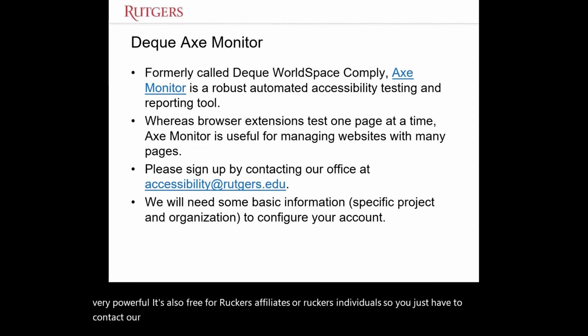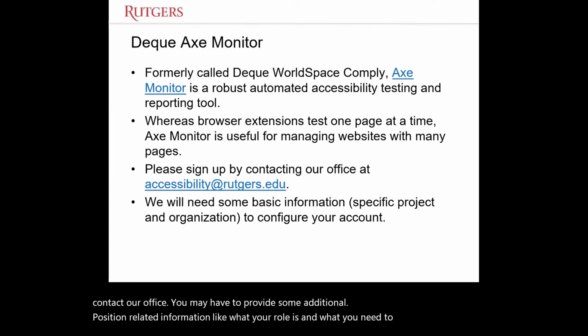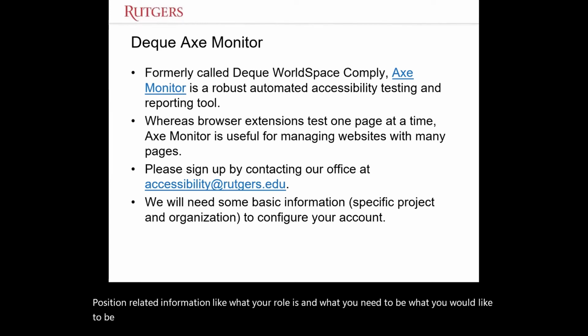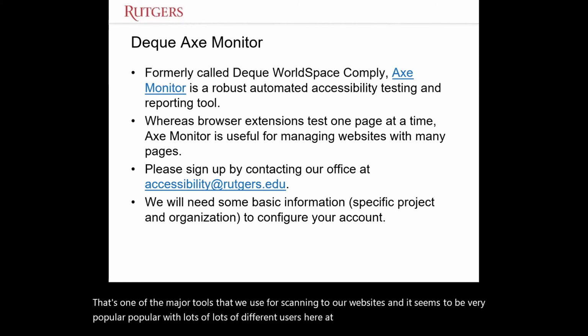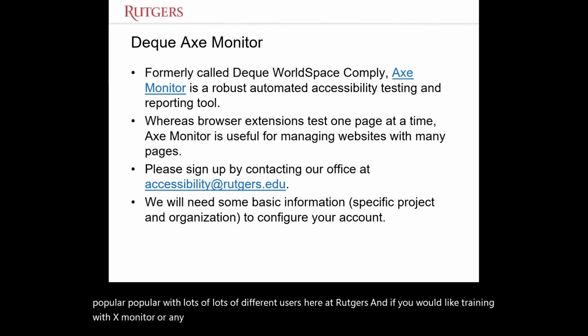You may have to provide some additional position-related information, like what your role is and what you would like to be scanning. That's just because it deals with configuring your account per se. So that's one of the major tools that we use for scanning entire websites, and it seems to be very popular with lots of different users here at Rutgers. And if you would like training with Axe Monitor or any other accessibility scanning software, please let us know and we can provide resources to you.